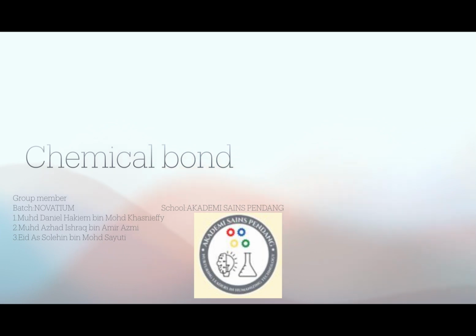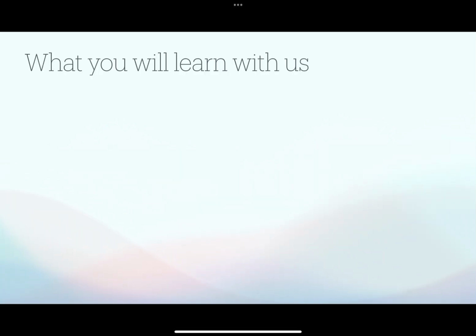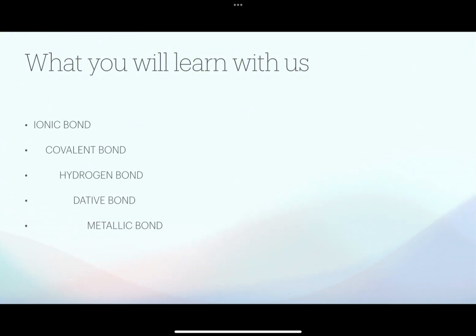Today, we are going to teach you about chemical bond. What you will learn with us today are ionic bond, covalent bond, hydrogen bond, dative bond, and metallic bond.